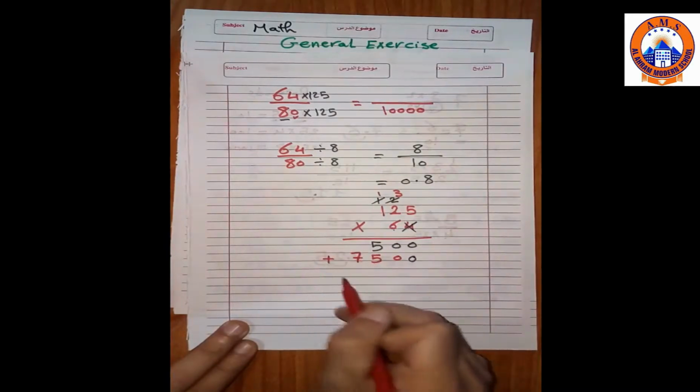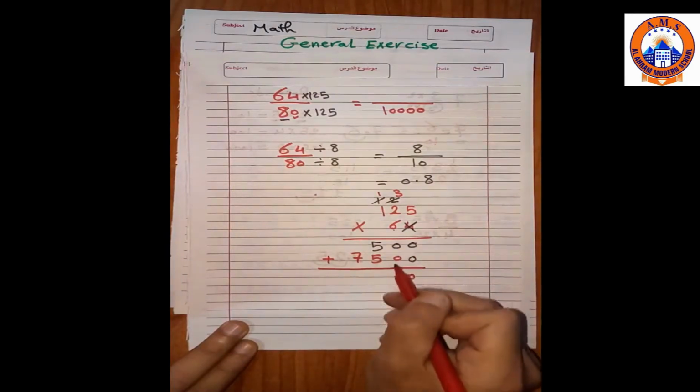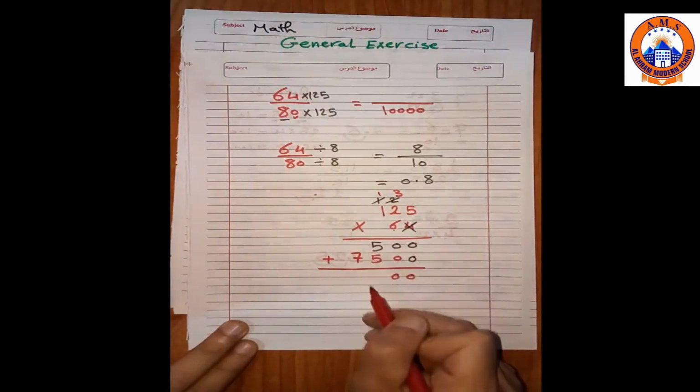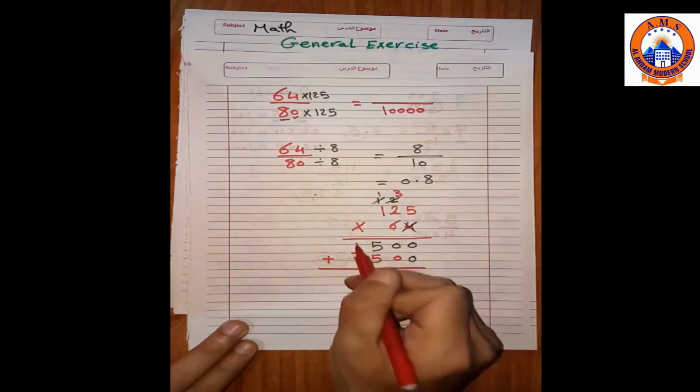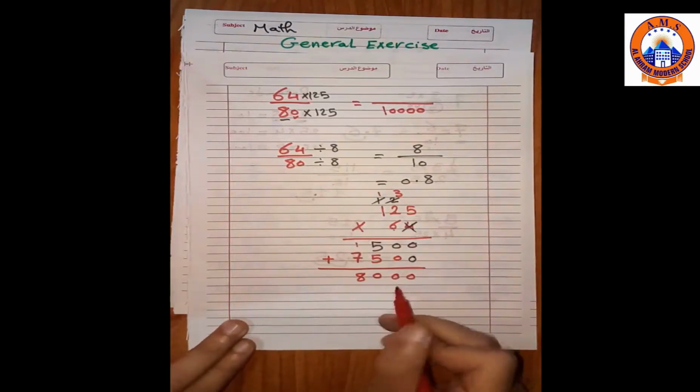Now we're gonna add the two values. 0 plus 0 is 0. 0 plus 0 is 0. 5 and 5 is 10. We put 0 and carry 1. 1 and 7 is 8. So the numerator will be 8,000.